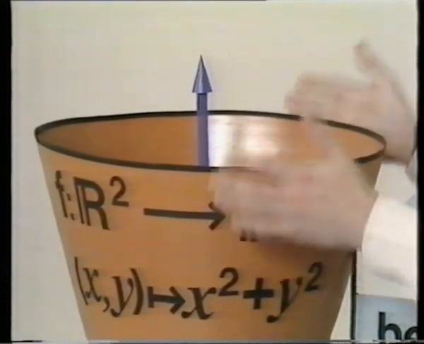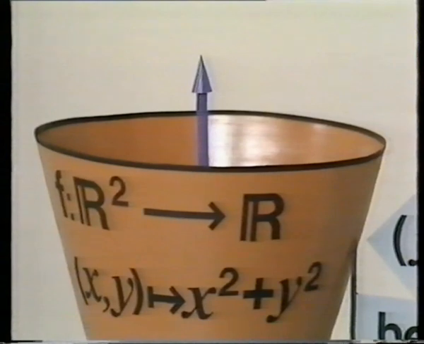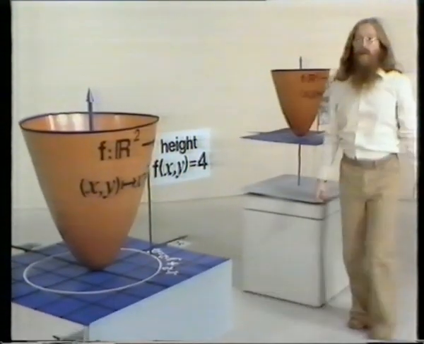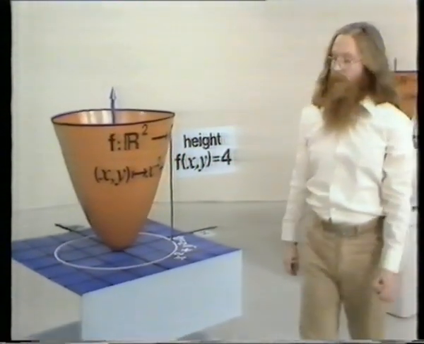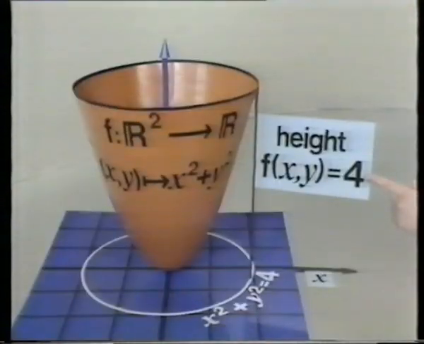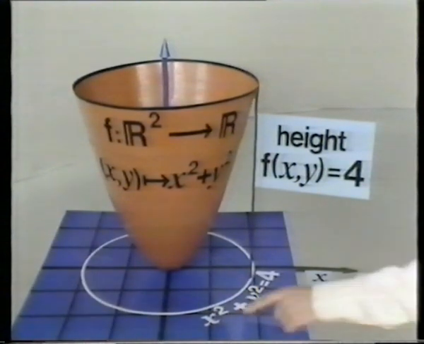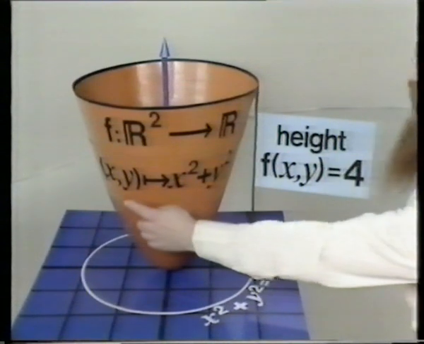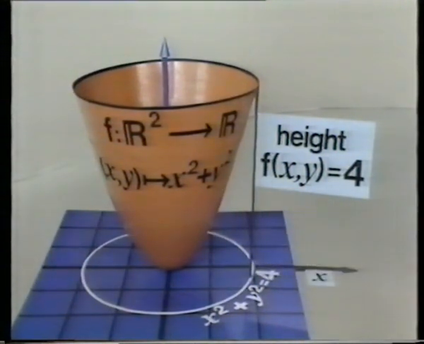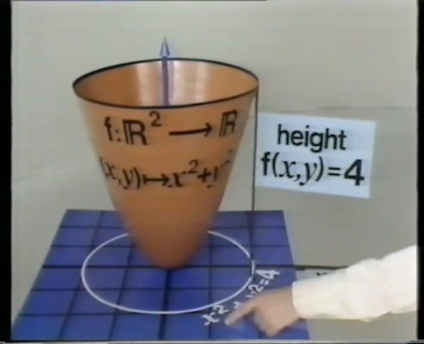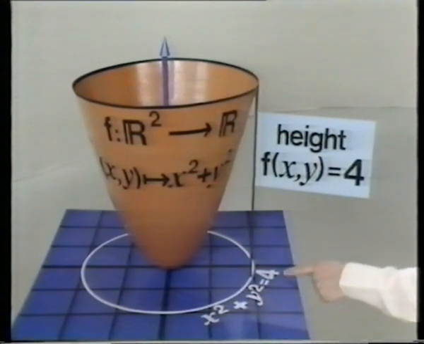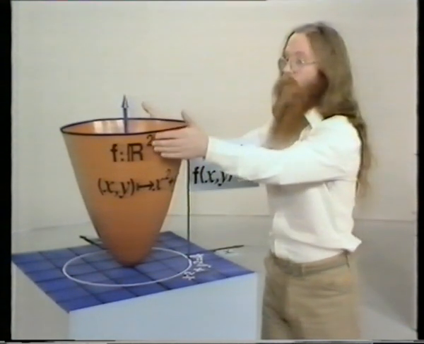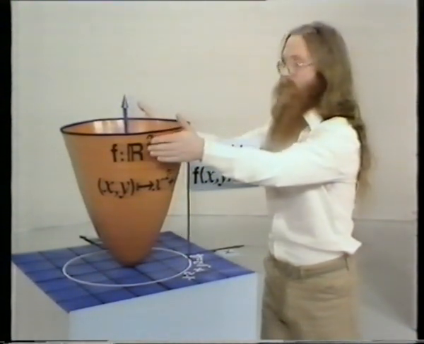Now, this section is at height 4, and it's a circle. That's because the section at height 4 is vertically above the set of points on the plane that are mapped by f to 4. And these points satisfy this equation. That's because f of xy is x squared plus y squared. Now, this is, of course, the equation of a circle of radius root 4. That's 2. So the section at height 4 is a circle of radius 2.